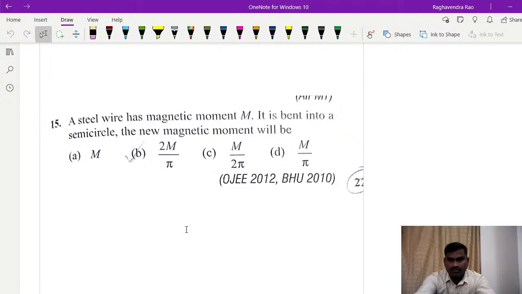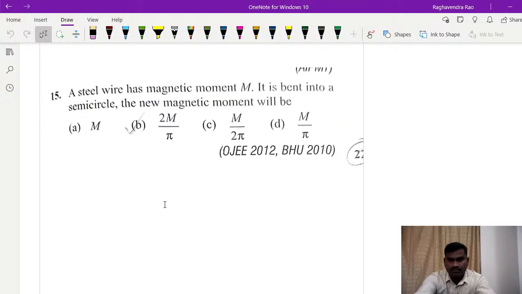Now this we already discussed. A steel wire has magnetic moment m, it is bent into a semicircle. The new magnetic moment will be, semicircle means 180 degree, that is pi, then 2m sin 90, so 2m by pi.